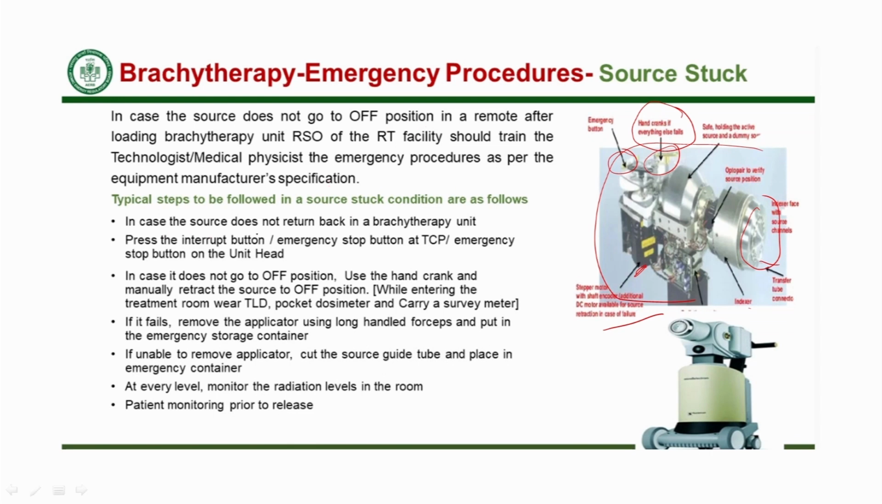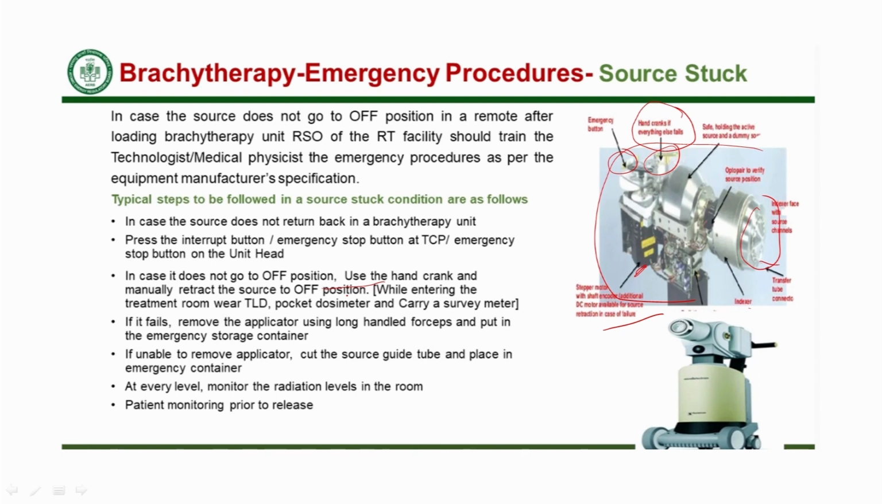In such a case, the source does not return back into the brachytherapy unit. Press the interrupt button, or the emergency stop button. This is a common step in both telecobalt and brachytherapy. In case it does not go to the off position, use the hand crank, as I said, and manually retract the source to the off position. While entering the treatment door, wear the TLD and pocket dosimeter, and carry a survey meter to know the radiation level.